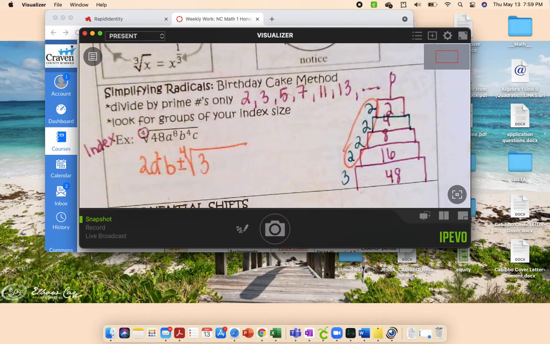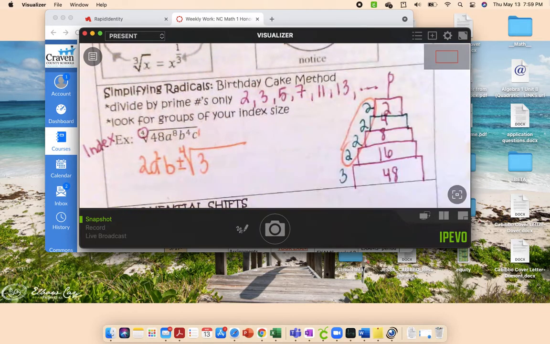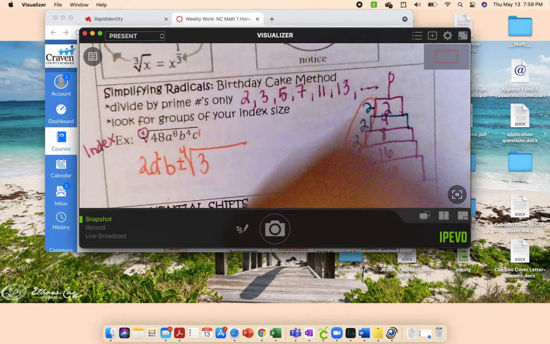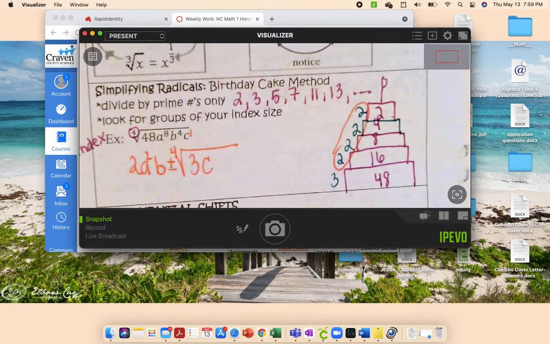And then I cannot forget about that c. Again, that c has an exponent of 1, and 1 is not divisible by 4. So just like that 3, that c is going to be a leftover that has to go underneath my radical symbol. And that right there is our simplified radical form.